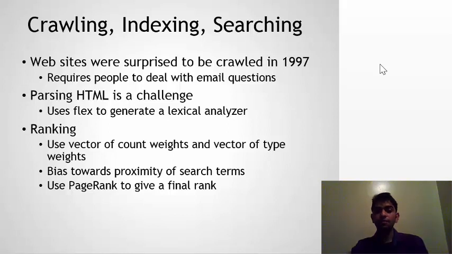Indexing. Parsing HTML is a challenge, so Google uses Flex to generate a flexible lexical analyzer. Ranking. It uses vector weights to count type-weights. It biases towards proximity of search terms, and uses PageRank to give a final rank.